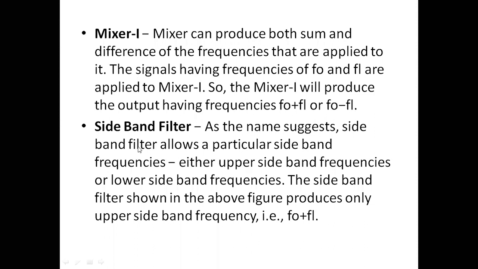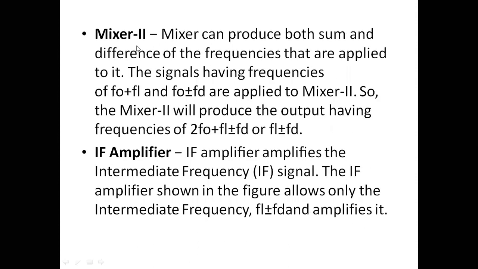And the output of the mixer is applied to the sideband filter. The sideband filter selects only either the upper sideband frequency or the lower sideband frequency. Here it selects the upper sideband frequency. That means f0 plus fl is selected by the sideband filter and f0 minus fl is rejected. And next, the sideband filter output is applied to mixer 2. Mixer 2 also generates the sum and difference signals. Here we have two signals for mixer 2. One is the echo signal, which has the frequency f0 plus or minus fd. Another one is the sideband filter output, which has the frequency f0 plus fl.